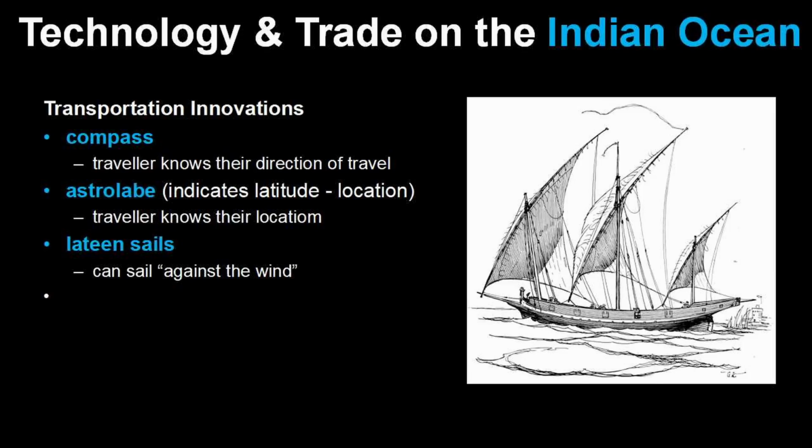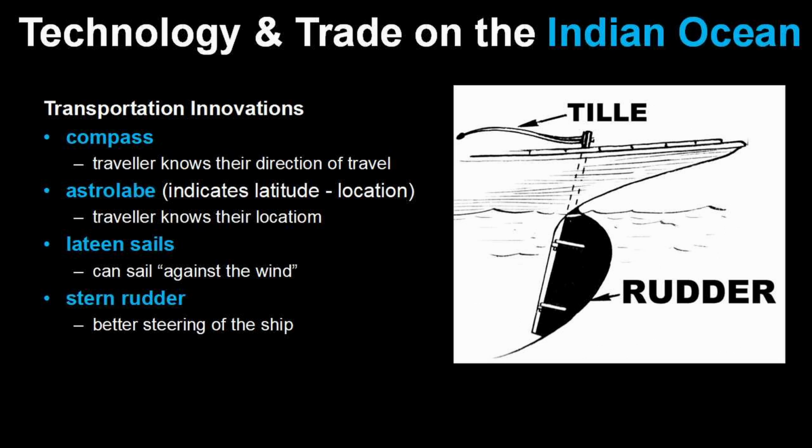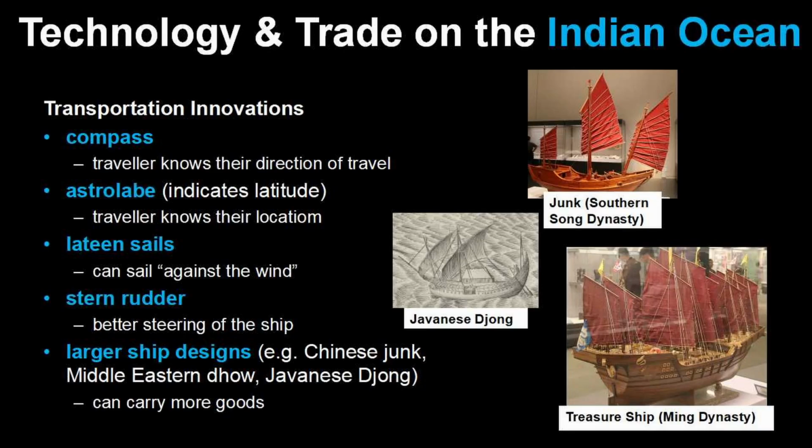You've also got lateen sails, which allow you to sail against the wind, and stern rudders, which allow you to better steer your ship. All of these innovations make the sea easier to get around, and so people can more confidently sail to farther away places. Also, they made bigger ships. Obviously, you can put more stuff on bigger ships.